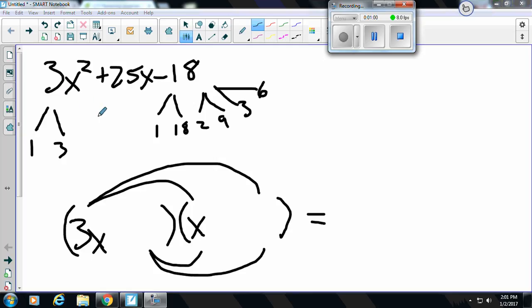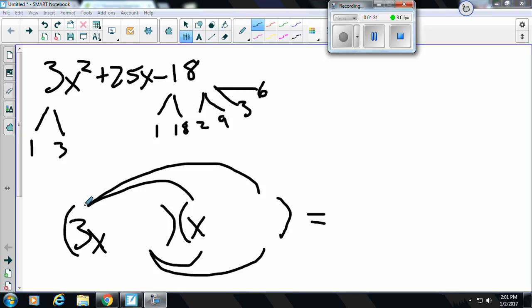But the gist of this is you have to factor the first number, so you get 1 and 3. 1 times 3 is 3. And you have to factor the last number. So you get 1 times 18, 2 times 9, 3 times 6. Okay? So that's where you start. You factor the first one, you factor 18, you get these numbers.